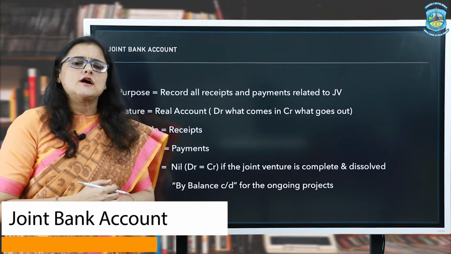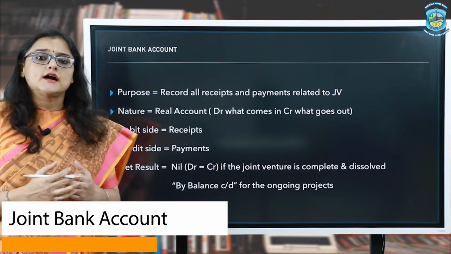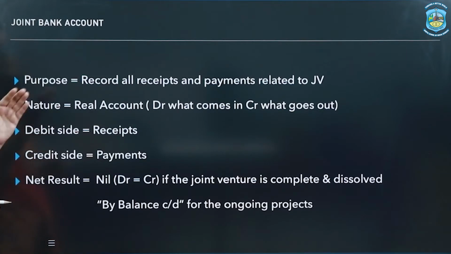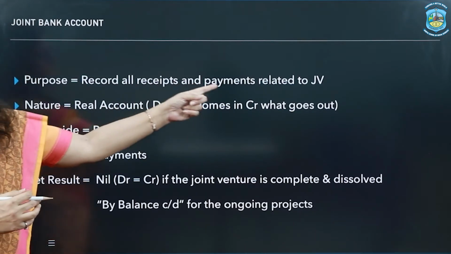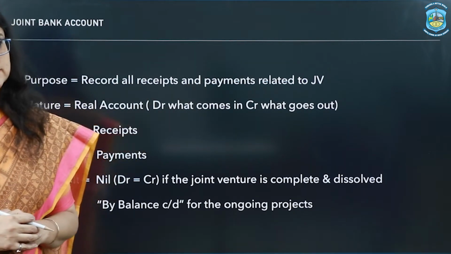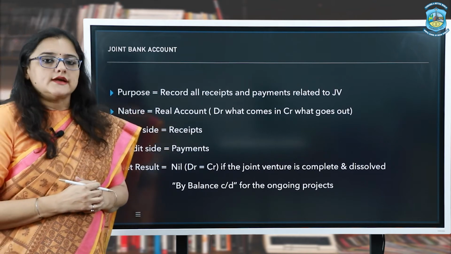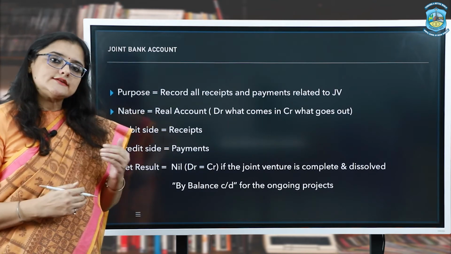Now, the joint bank account. The nature of this account is the same as that of the bank account or cash account that we have learned in financial accounting. The purpose of this account is to keep a separate record of all the receipts and payments related to the joint venture. The nature of this account is the same as that of a real account. That means debit what comes in, credit what goes out.